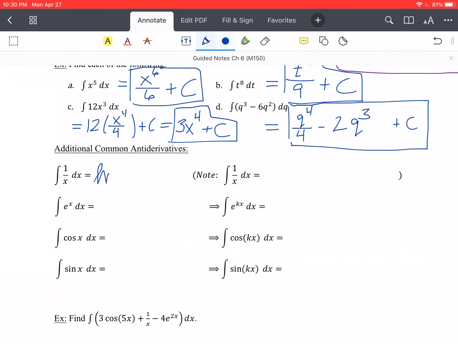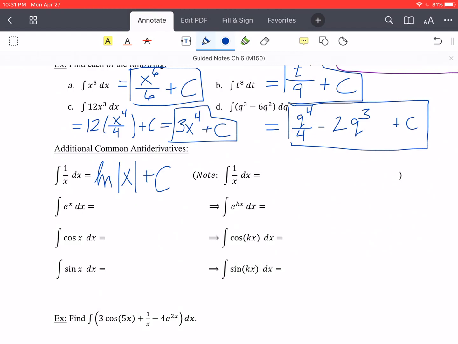So this would be ln, except we do need to make it ln of the absolute value of x plus c. The reason we include absolute value is because if we're starting here, the ln must have a positive input inside of it. However, if we're starting over here, that x could be negative. And if that x is negative, we need to be able to make it positive for ln to be valid. So it's ln of the absolute value of x is our antiderivative there.